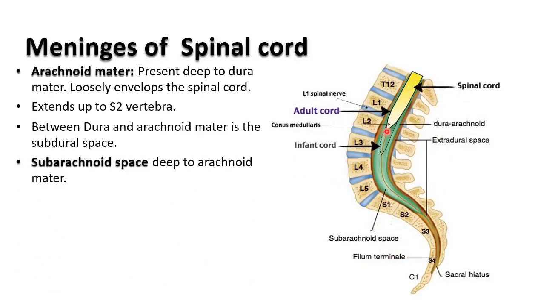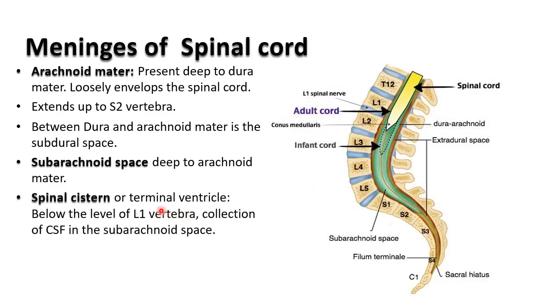Now, the spinal cord ends at the lower border of L1, the conus medullaris. Beyond that, you can see an extension of the dura mater, arachnoid mater, and pia mater. The dura mater extends up to the second sacral vertebra. Deep to the dura mater and arachnoid mater, you have the cerebrospinal fluid, with a free flow of CSF. Inside the subarachnoid space you see the filum terminale and of course the cauda equina. The nerve filaments are bathed in this free CSF, and this is called the spinal cistern, sometimes referred to as the terminal ventricle.